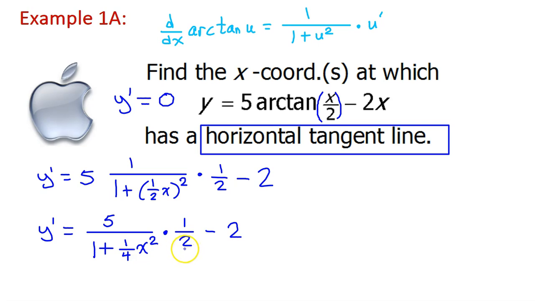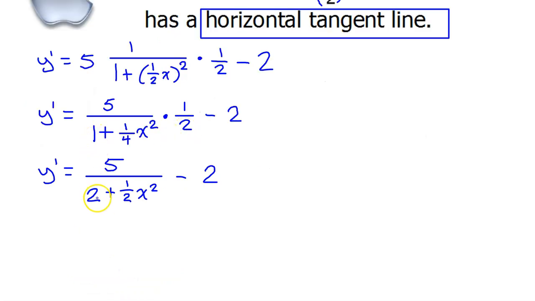On the next step, I'm going to multiply straight across, so I'm going to have 5 in the numerator, but in the denominator, I'm going to do the distributive property with the 2. 2 times 1 is 2. 2 times 1/4 is 2/4, which simplifies to 1/2. So now we have this.